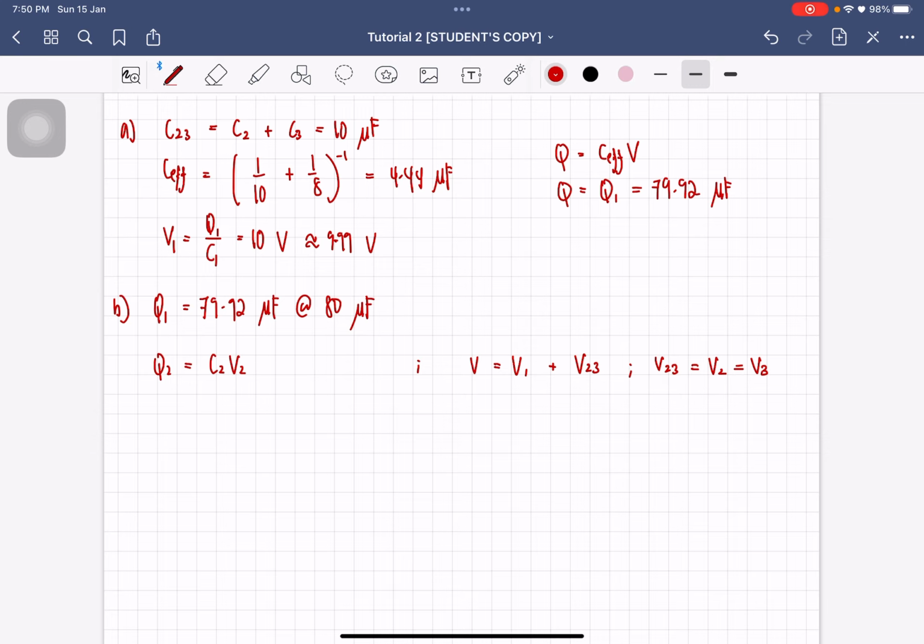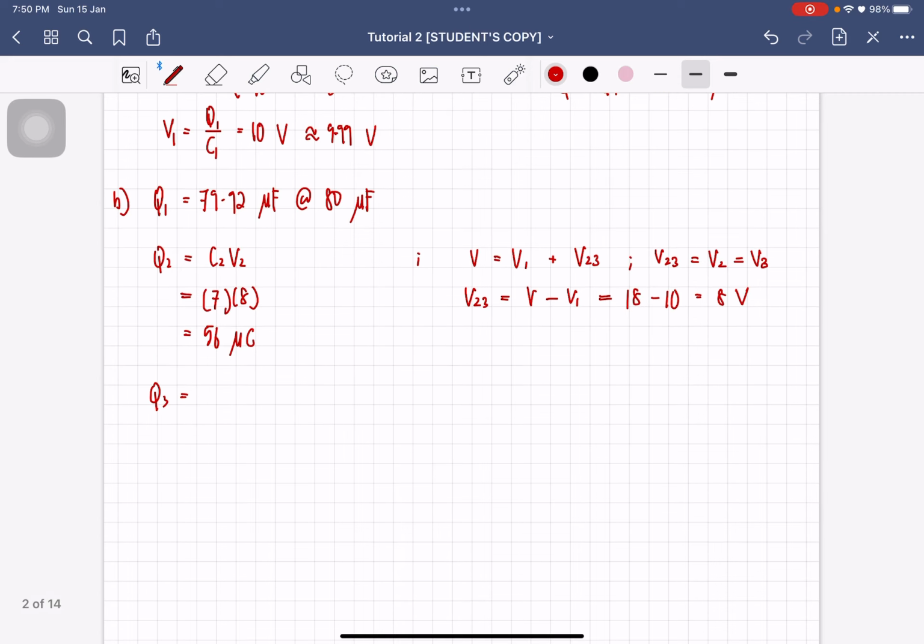So V23 is just V minus V1, which is equal to 18 minus 10, which gives you 8 volt. So C2, we know it is equal to 7, times that with 8, that's going to give you 56 microcoulomb. Do the same thing for capacitor number 3. This is just 3 times 8, which gives you 24 microcoulomb.